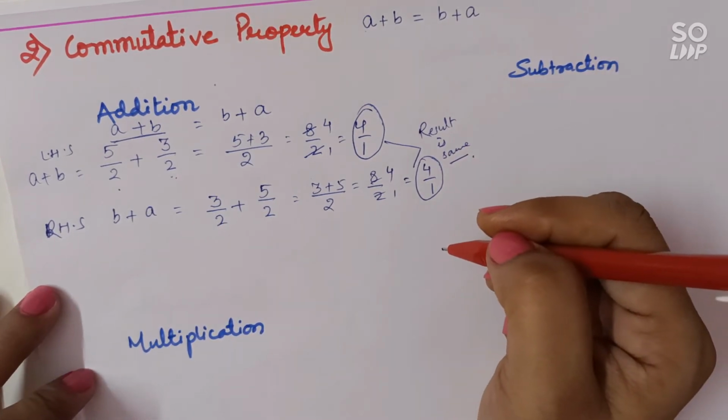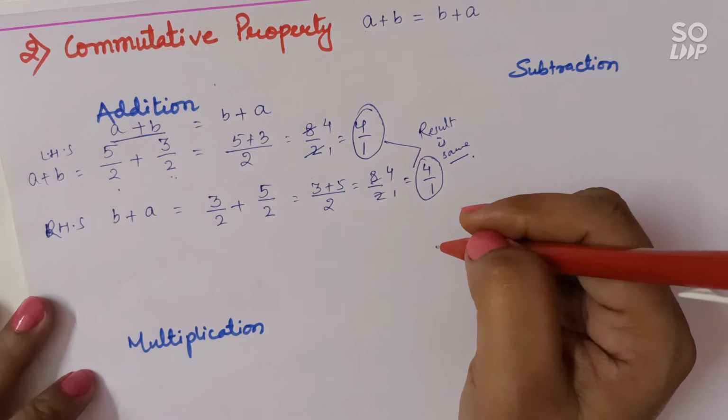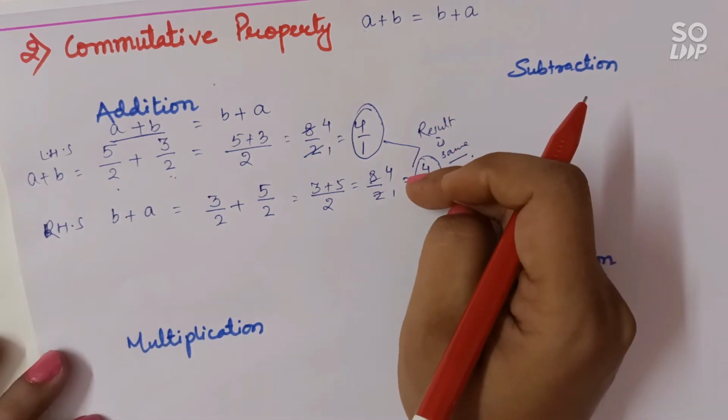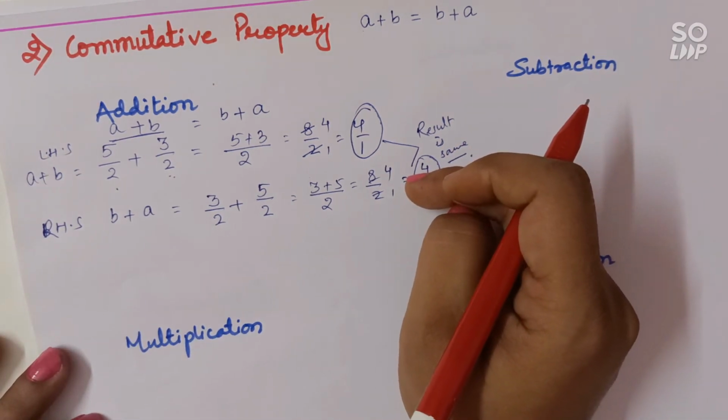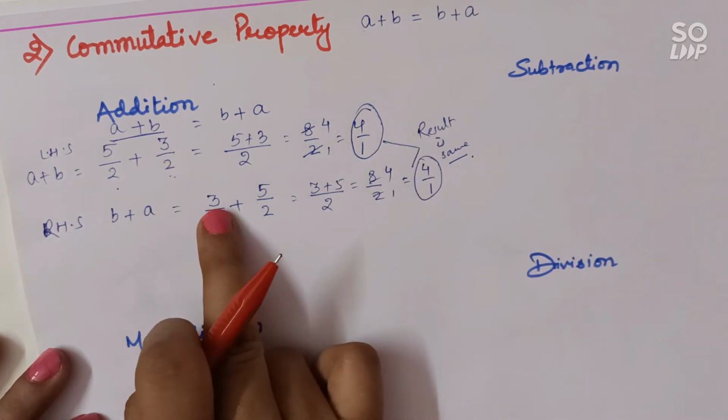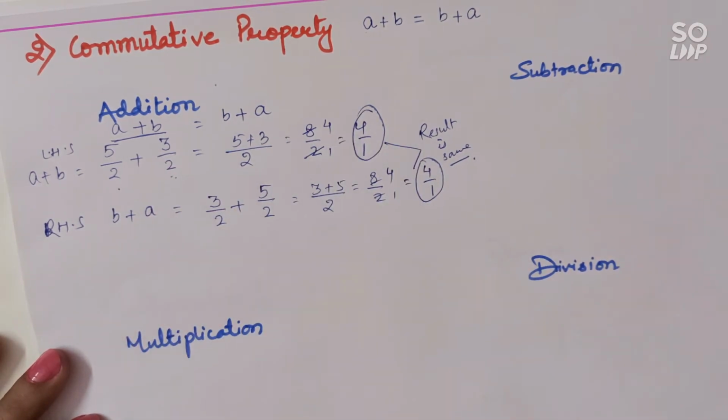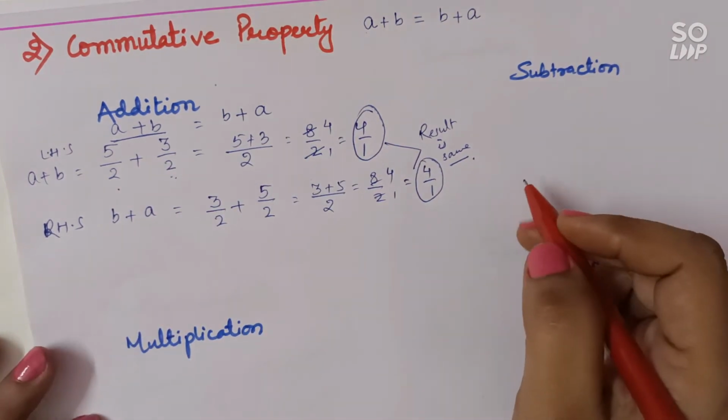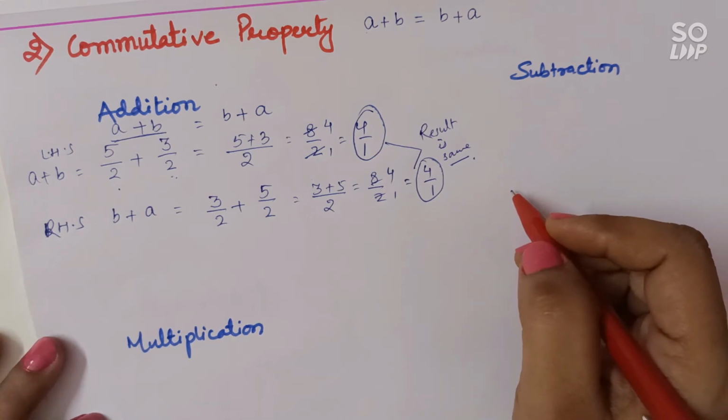So we can say that addition of rational number follows commutative property. Addition of rational number follows commutative property. Okay, let's check the same for subtraction of rational number.